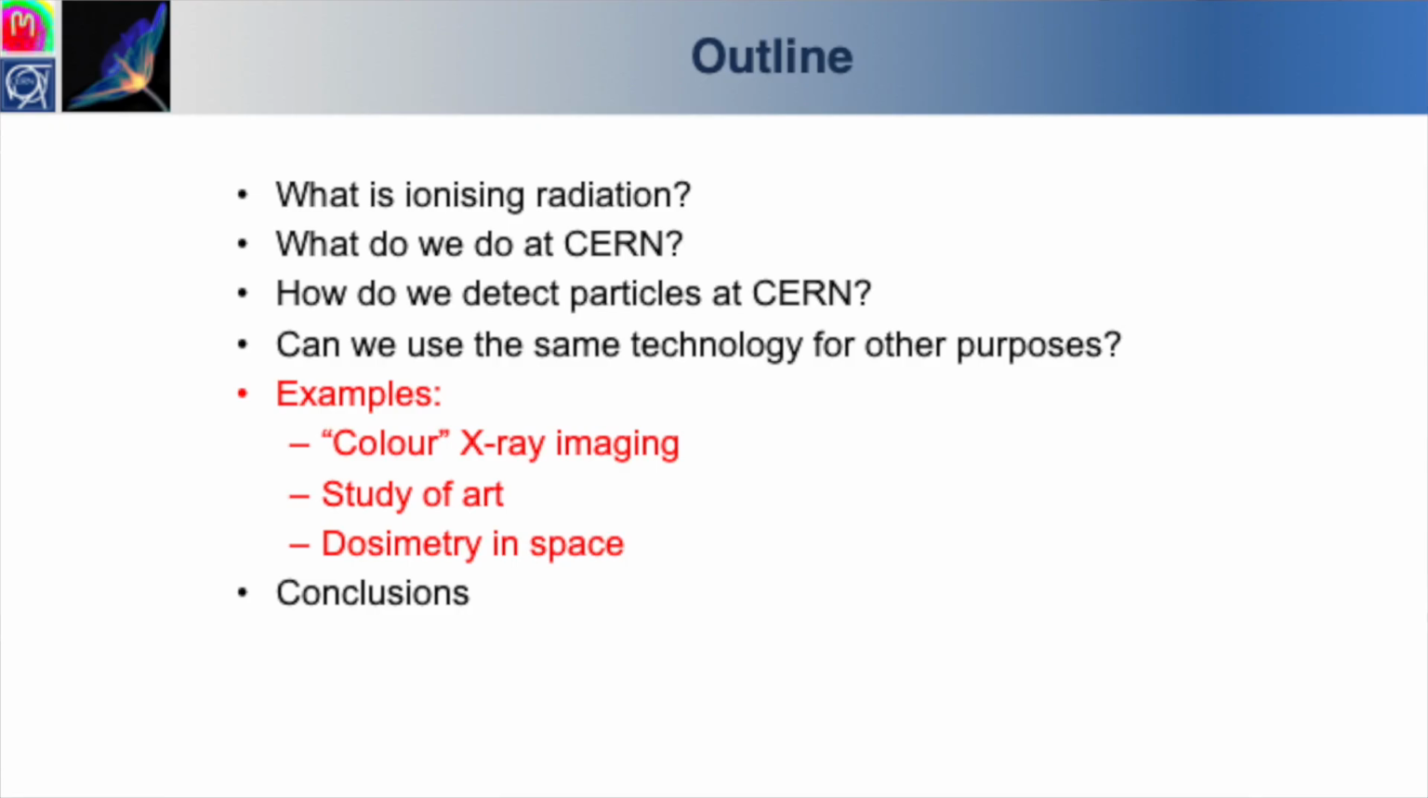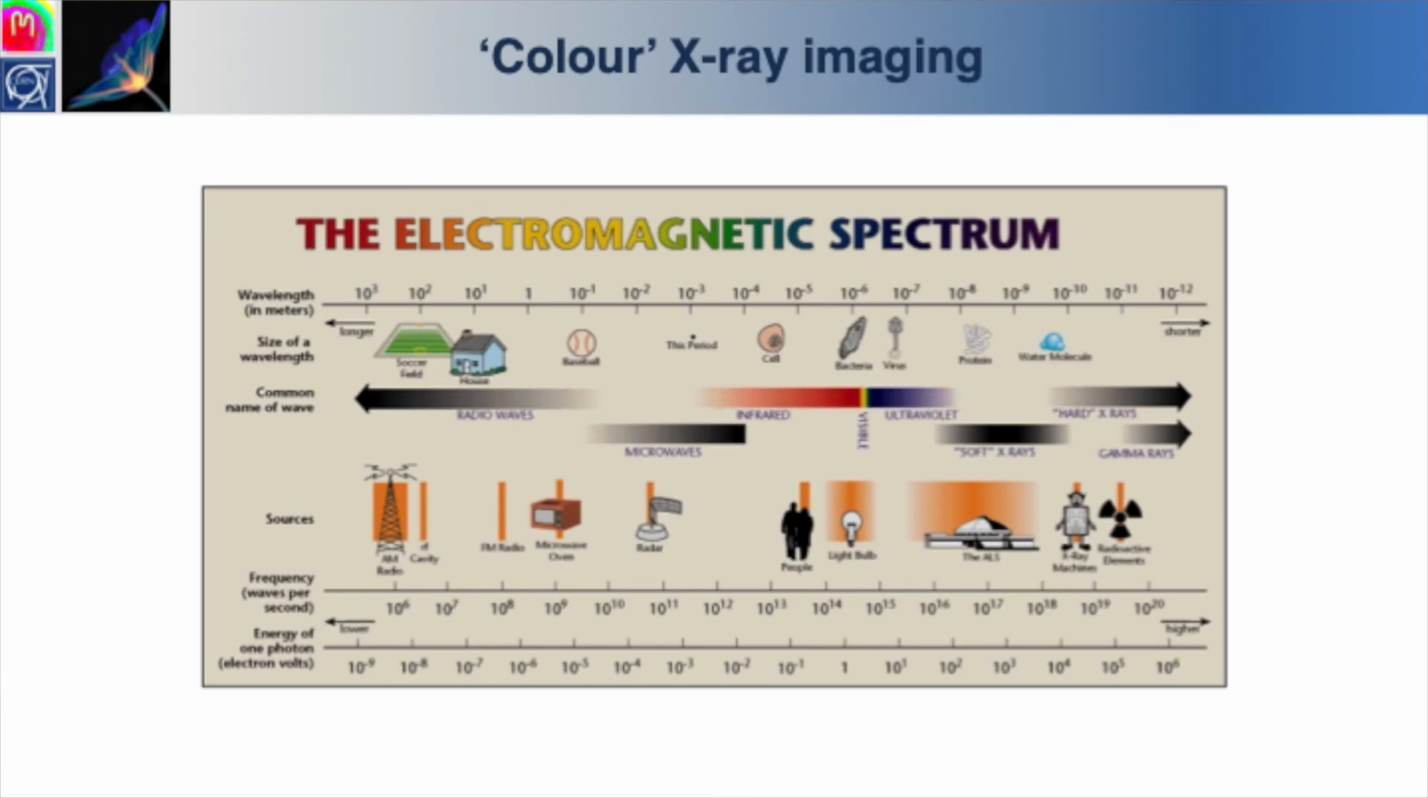But let's look at some examples of how we can use this detection technology in things other than particle physics. So let's start with what I call colour X-ray imaging. So this is back to the electromagnetic spectrum again. You see that our eyes here can distinguish red, blue, green, all the colours of the rainbow.